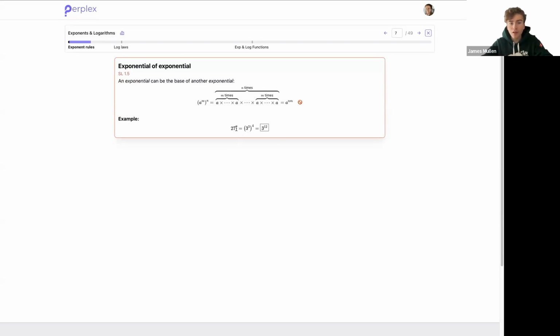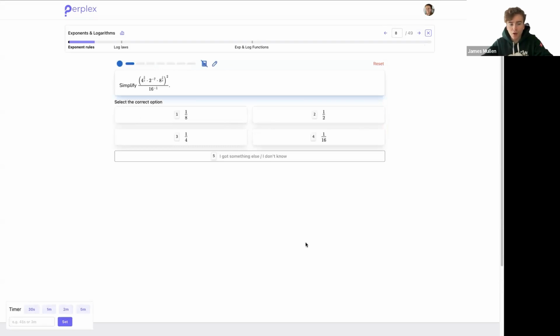Let's do an example. If I have 27 to the 4, I can rewrite 27 as 3 to the 3 all to the 4. And that's going to give me 3 to the power of 12, 3 times 4. All right. Now, I'm going to give you a minute to try a simple exercise.